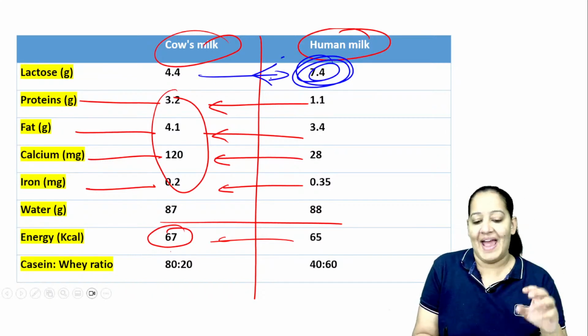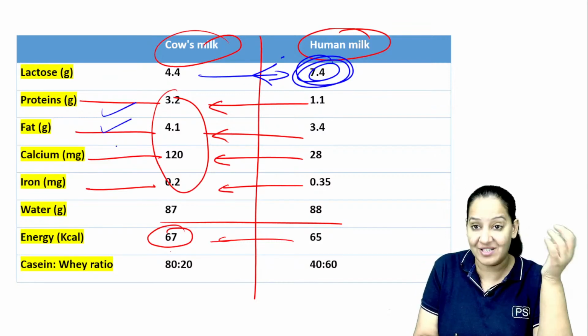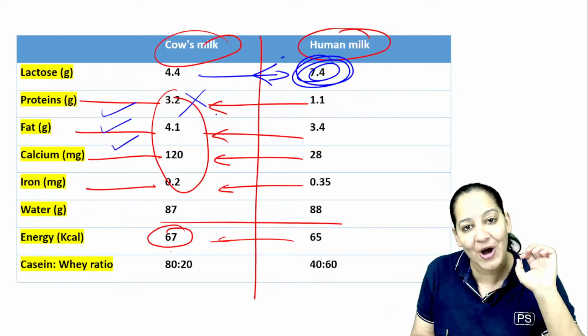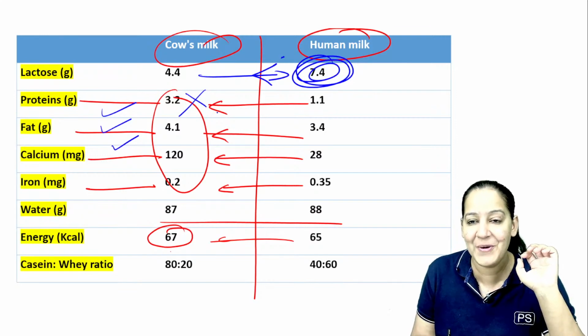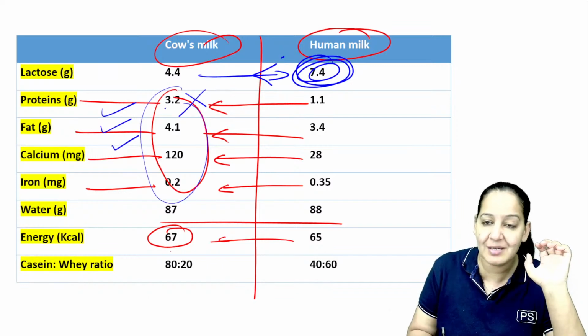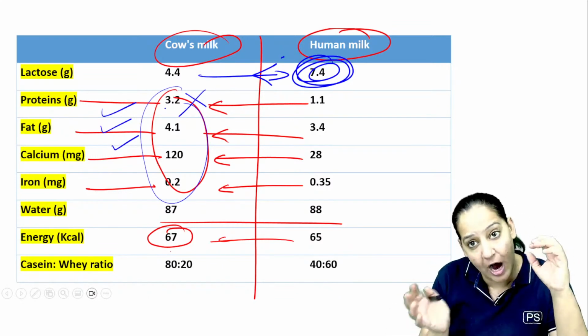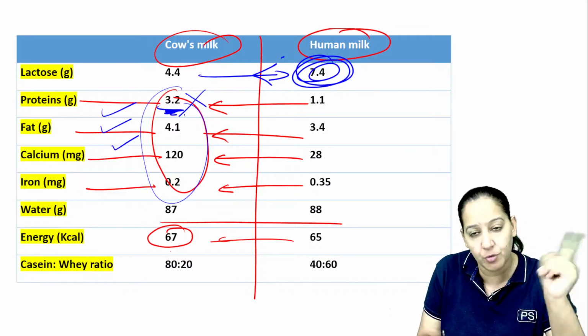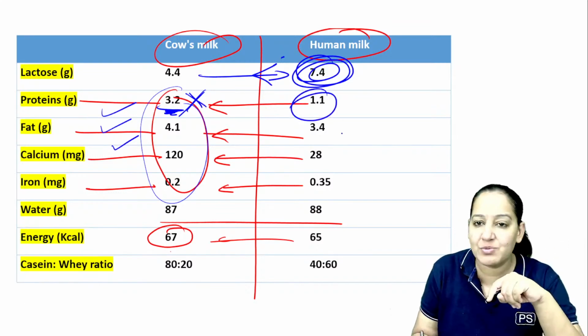Although I agree the protein is more, the fat is more, the calcium is more, cow milk is for the cow's baby, that is the calf, and human milk is for the human baby. God has given a composition that can be digested by the calf's digestive system. If you give such a high amount of protein to a human baby, they cannot digest it. They can digest this one only.